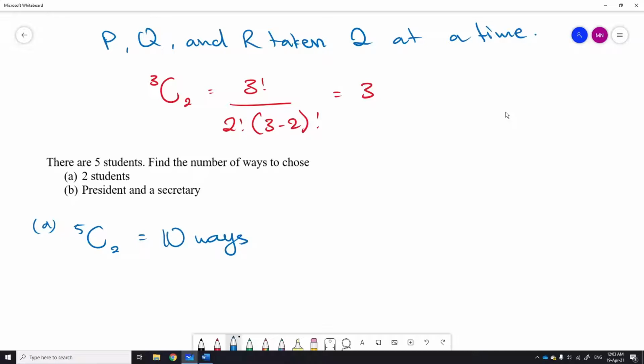Okay, then for question B, a president and a secretary. So a president and a secretary means we have a slot for president and another slot for secretary. In order to choose the president, we have a total number of items that is 5. So 5C1 for president multiplied by 4C1 for secretary. Notice here that for secretary we use 4 because one of the students is already selected for president, so the number of students that can be chosen for secretary has been reduced to 4. So the answer is 20 ways.